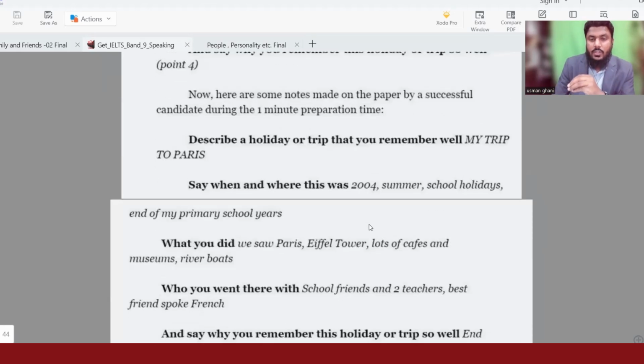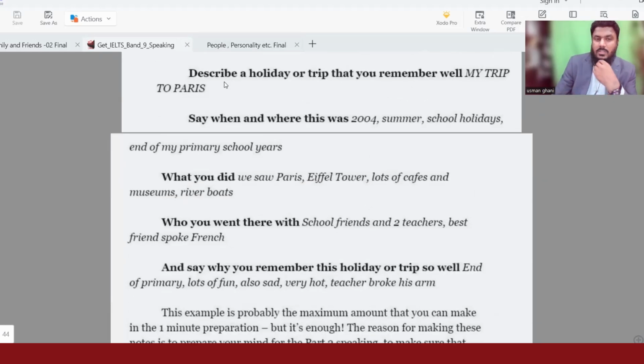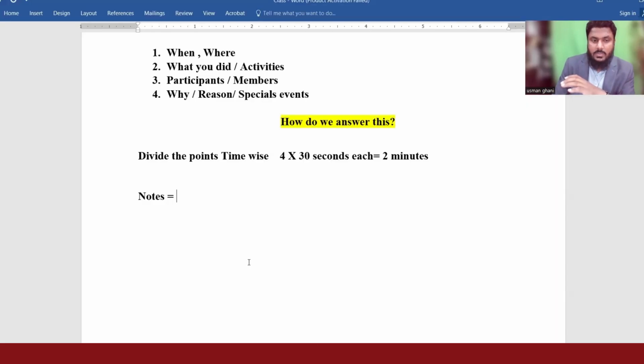Now we are going to make notes on this. For example, the first thing we had to give was describing a holiday or trip that you remember very well. So you can write my trip to Paris, or we can simply write trip to Paris.